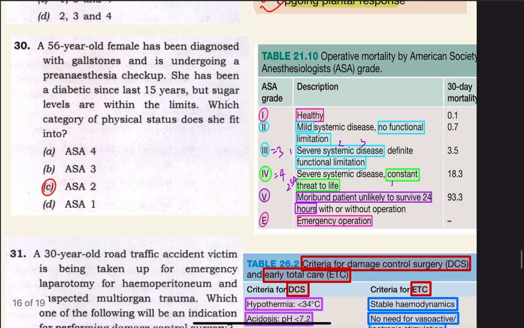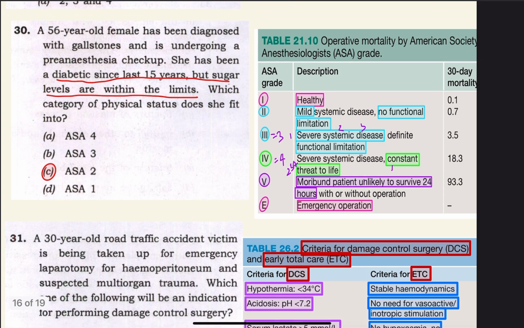Next is question number 30. A 56-year-old female has been diagnosed with gallstone and is undergoing a pre-anesthesia checkup. She has been diabetic for 15 years, but her sugar level is within normal limits. Which physical status does this come under? This is ASA 2 because of mild systemic disease with no functional limitation. I have made a video on this, you can watch it.